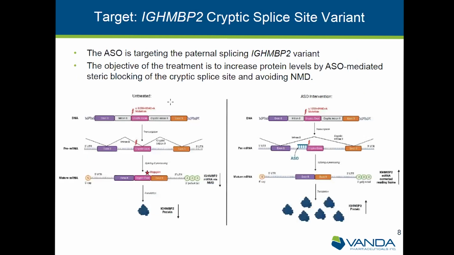So our ASO, I am showing you the diagram. On the left, you see the loss of IGHMBP2 protein, whereas on the right, you see the upregulation. Basically, it's a steric blocking ASO that masks the site, prevents the NMD, and ultimately rescues the expression.